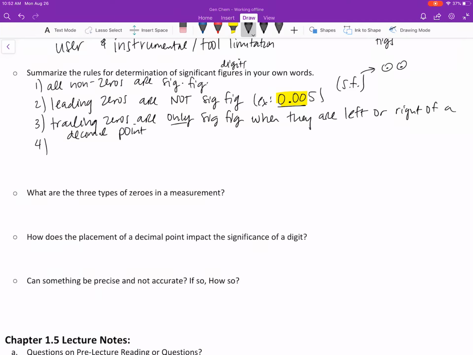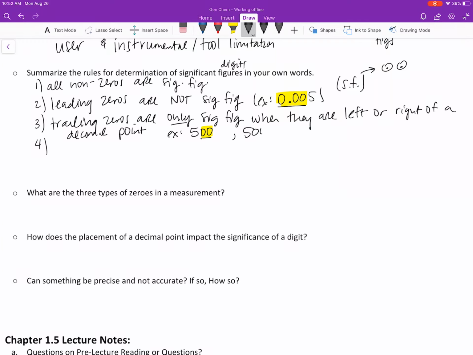Okay, so for example, this is 500, and it only has one non-zero, but these two zeros do not fall to the left or to the right of a decimal point, therefore they are not significant. So this would only have one sig fig.